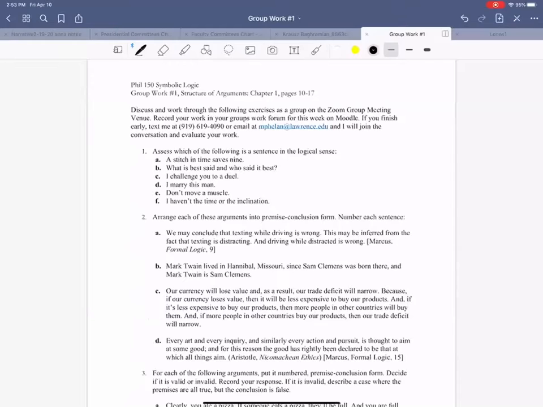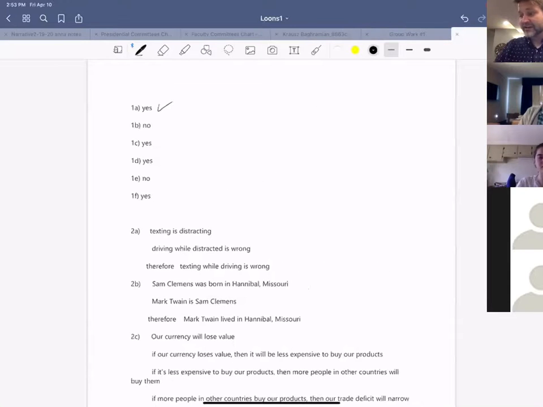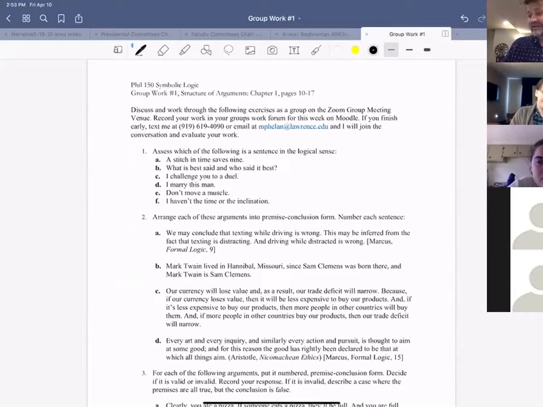It's capable of being true or false. It is a logical sentence in our sense. Okay, next sentence. What is best said and who said it best? Is this sentence capable of being true or false? Well, again, you guys said no, and you got it right there. It is not capable of being true or false, right? We can't say, for example, it is true that what is best said and who said it best.